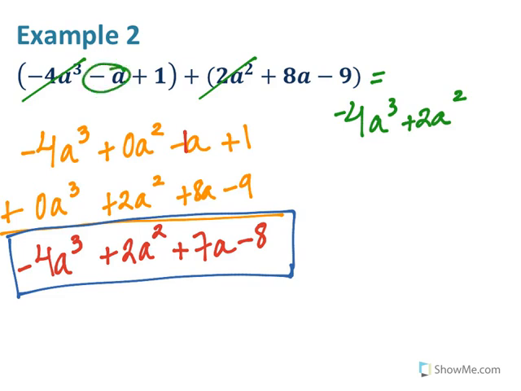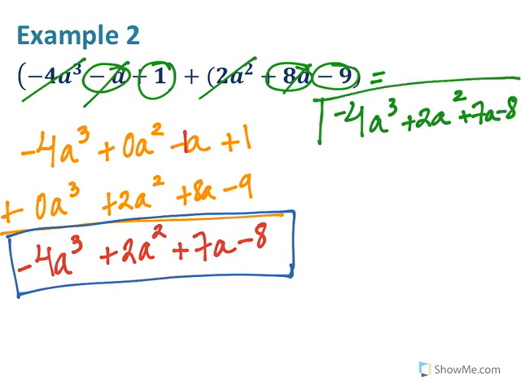Then I have negative a plus 8a, which is going to give us positive 7a. So we added these two together. I can cross them out. Then I have 1 minus 9, or negative 8. So again, same exact steps. I have nothing else to combine, and we end up with the same answer.